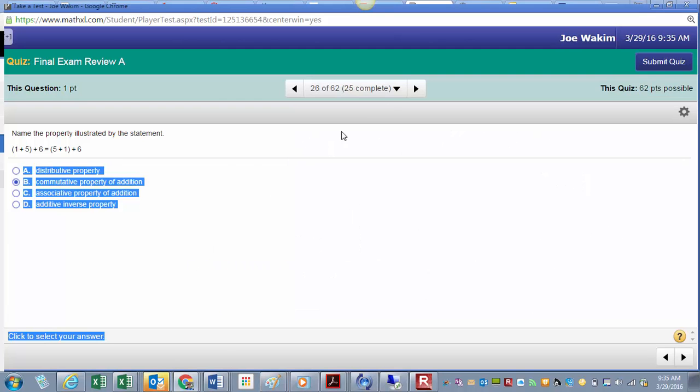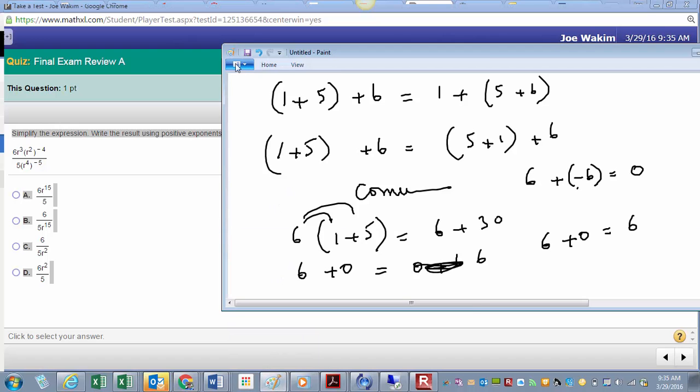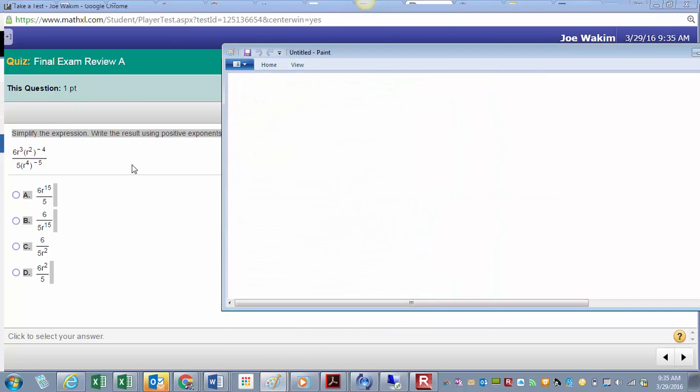27. Simplify the expression. Okay, that's a good one. Let's try to do this one. So 6r cubed. Let's do power to power. 2 times negative 4, negative 8. Over, power to power, 4 times negative 5, negative 20. Okay? Equals. Alright, we can switch around if you want to, or we can just add 3 plus negative 8, which is negative 5. Negative 8 plus 3, negative 5.